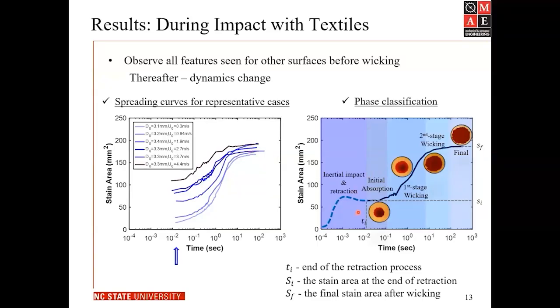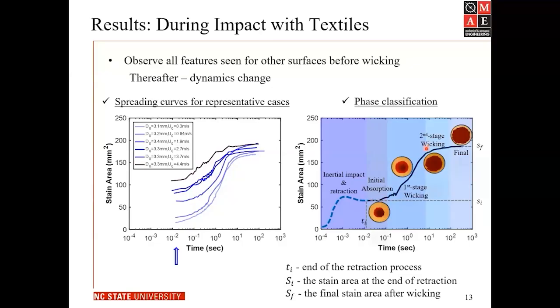So by combining the high-speed data and the slow-speed camera data, we can actually classify different phases for the stain formation on fabrics. So first, you can see that we have this initial impact with the spreading, and then after we reach a peak, we will start to retract. After retraction, we get a relatively stable period with absorption of liquid into the fabrics. After that, the wicking will start.